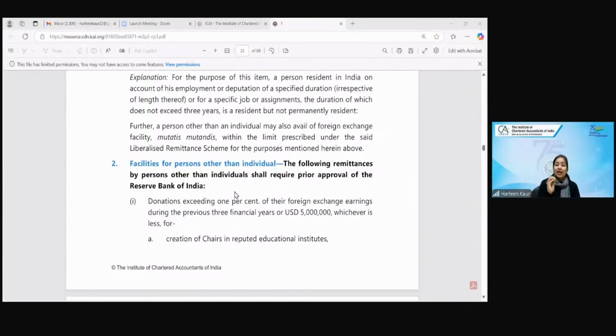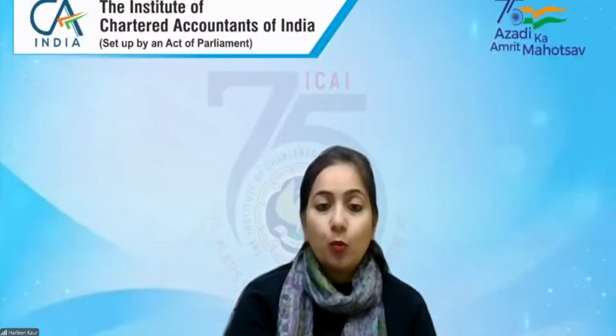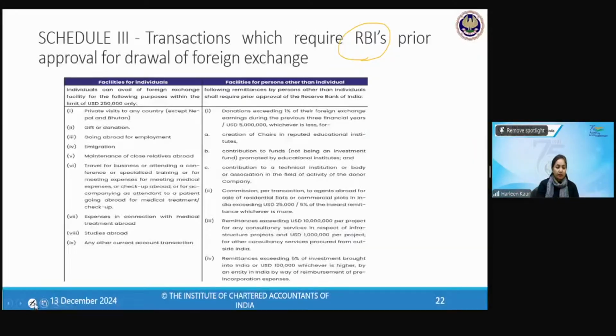Now, every point has a limit in it. Number one point is donations exceeding 1%, because this presentation is allowing me to use the pens. So I will use the pen. So first of all, we are going to talk about the donations. Donations exceeding 1% of your foreign exchange earning for the 3 previous financial years, or 50 lakh USD. Is it 5 lakh or 50 lakhs, children? Please check. It is 50 lakh USD, whichever is less.